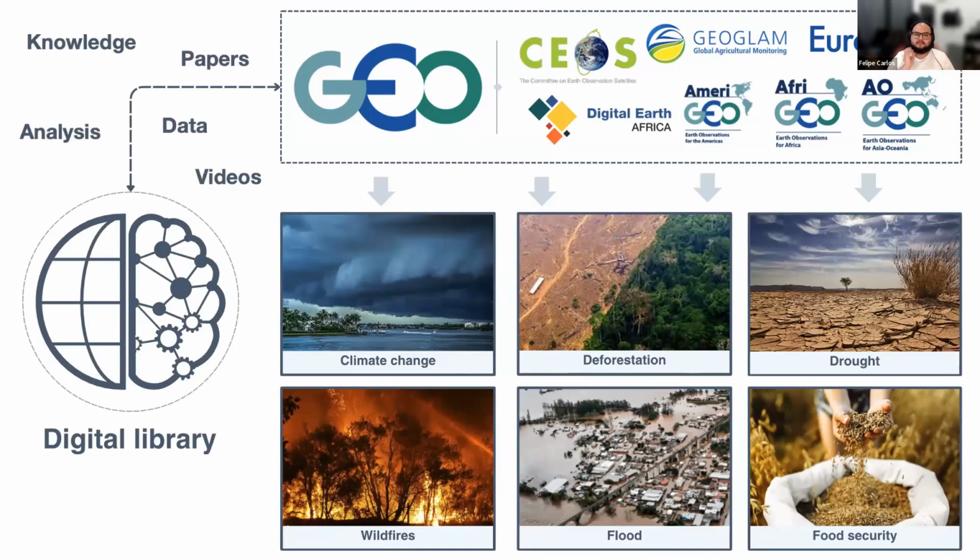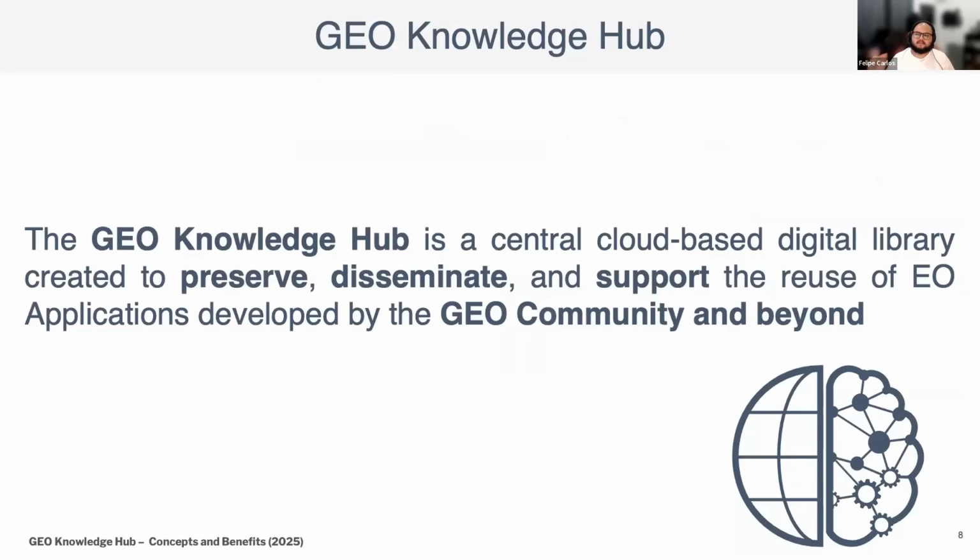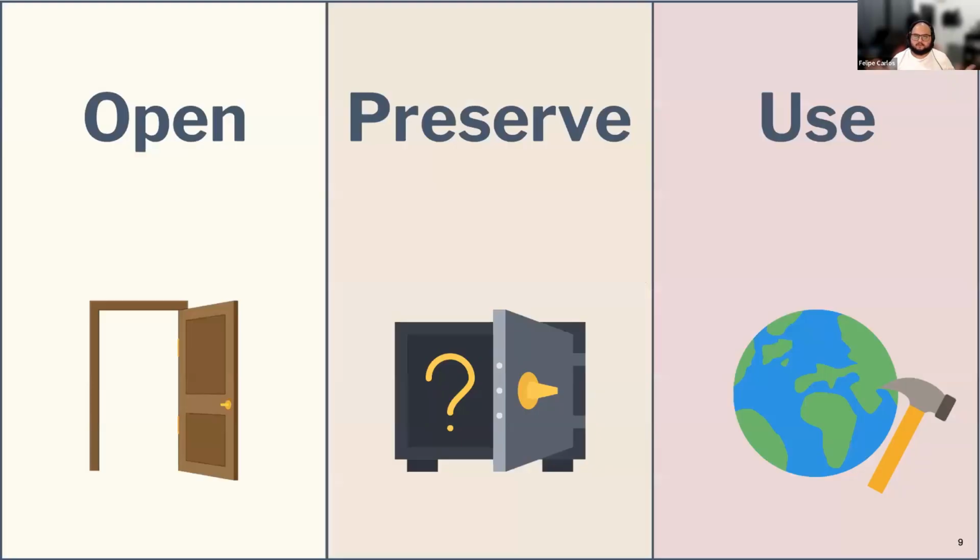So it is the place where the community goes to store data, videos, papers, all the things the community is producing. The GEO Knowledge Hub is the central place we use to preserve, disseminate, and also support these Earth observation applications from the GEO community. So our goal in the GEO Knowledge Hub is always to make as much content as possible open, preserve that content, and also make it reusable.